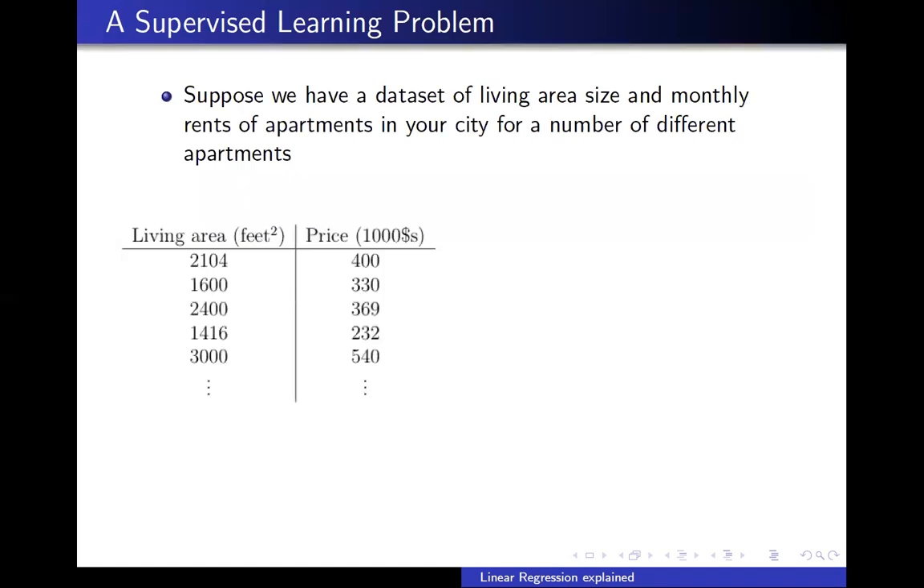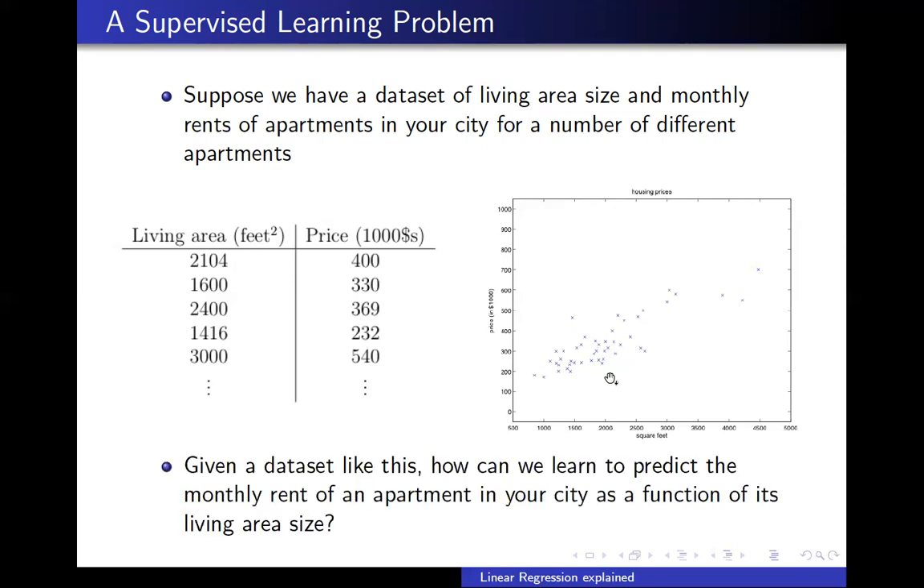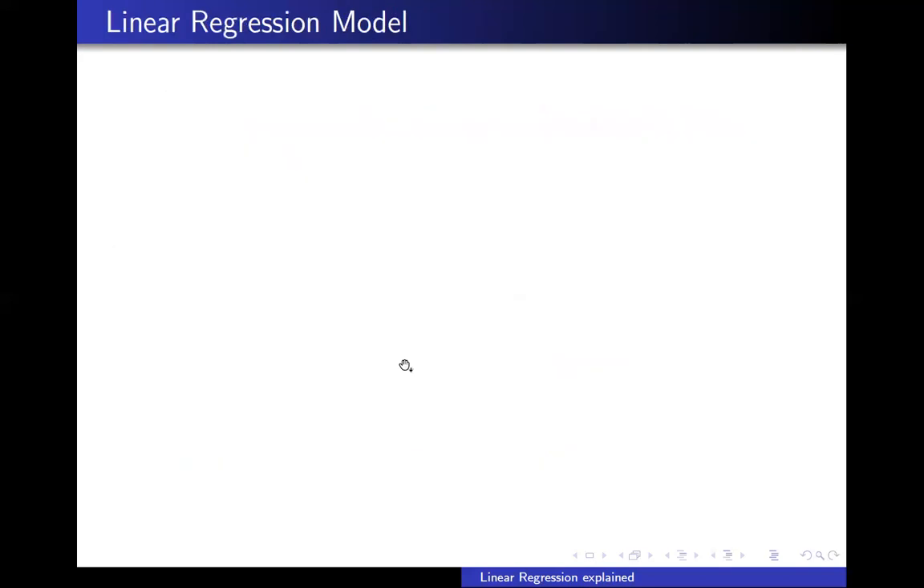Suppose you have a data set of living area size and monthly rent of apartments in your city, which looks something like this. On the left-hand side, you have the living area, and on the right-hand side, you have the prices. If you plot it with the living area in square feet on the x-axis versus the price on the y-axis, it might look something like this. And you might ask: from this data set, how do I learn to predict the monthly rent of an apartment given a living area size?